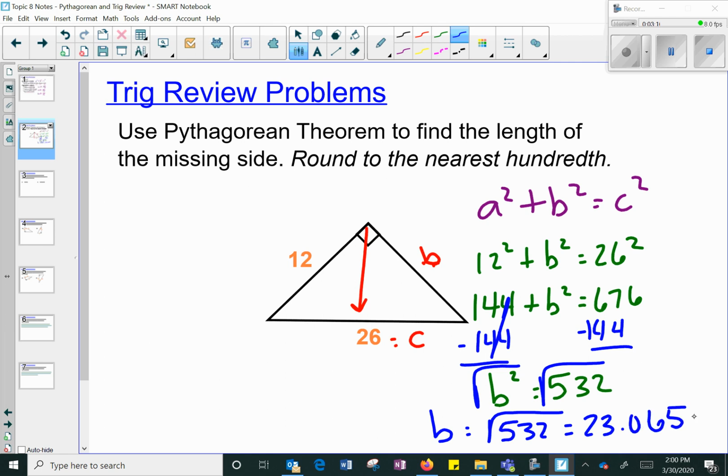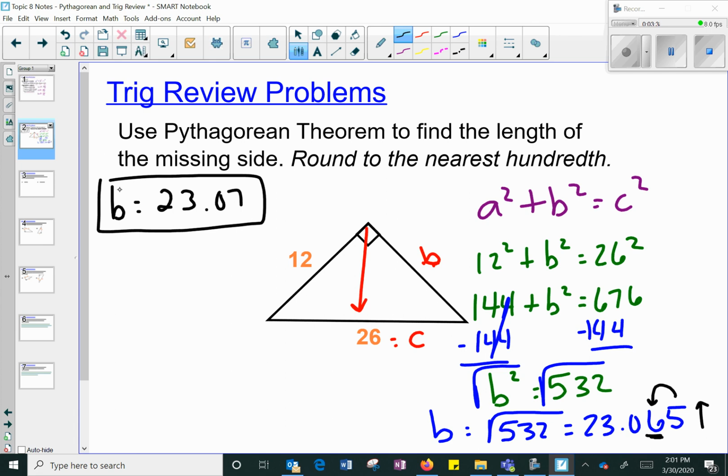But if we pay attention to our instructions, they said to round to the nearest hundredth. So if we take our answer 23.065, that means we need to have 2 decimal places. This 5 is going to make the 6 go up. So our answer would be 23.07, and that would be our final answer. Don't forget you can pause at any moment in order to write or catch up with writing, so don't feel like you're falling behind if I'm moving a little quicker than you are.